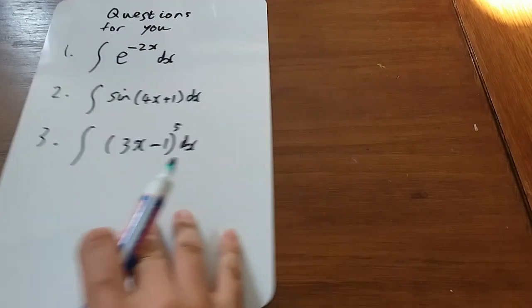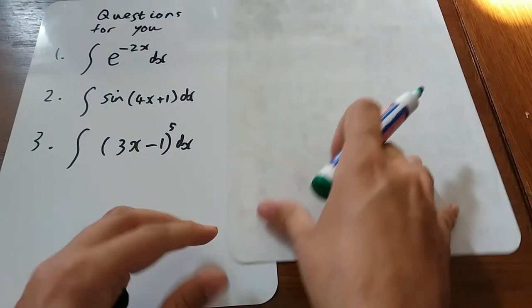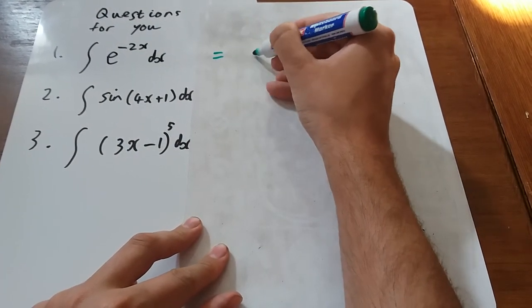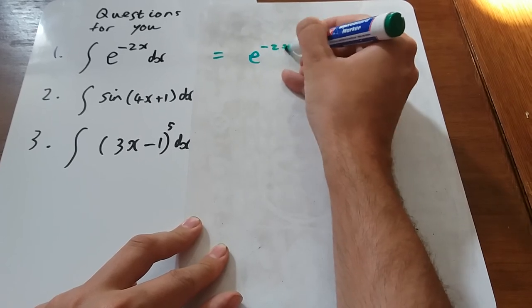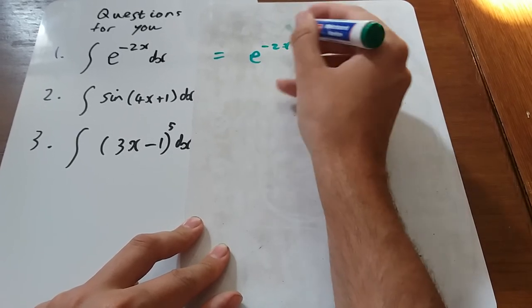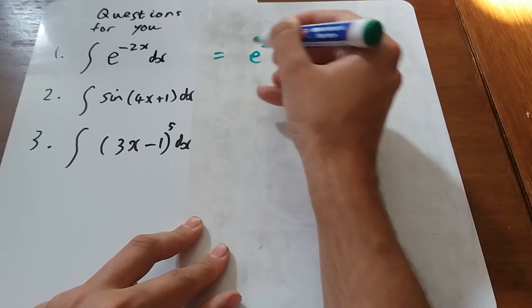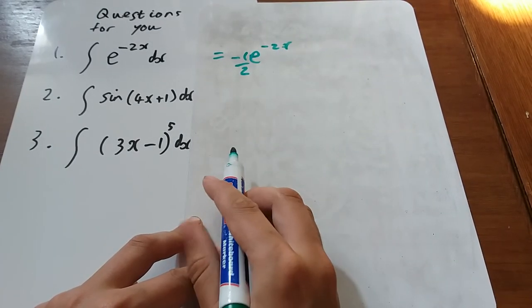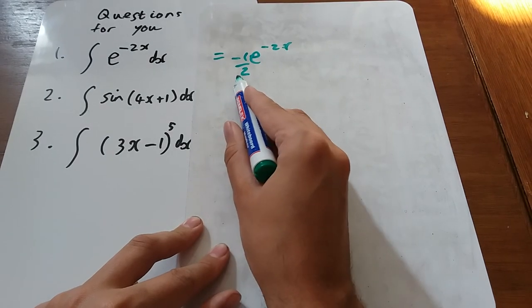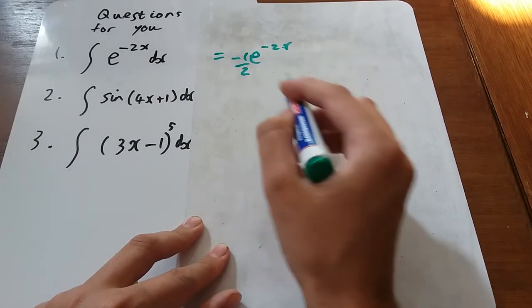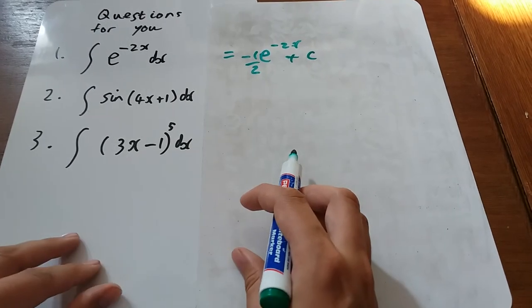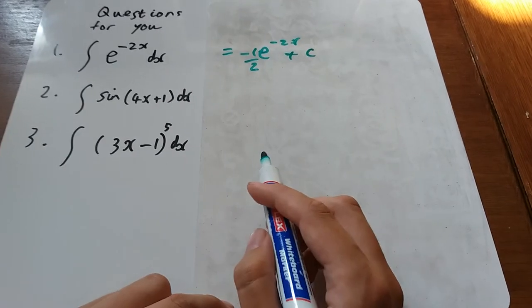Okay, let's do that first one. E to the minus 2x. Well, it's going to integrate to, we're still going to have e to the minus 2x. We're going to divide by whatever a was, which is minus 2. I'm going to write it like this, minus a half of it. If you had the minus on the bottom, that's fine too, but you could bring it up to the top, it's the same thing. And then plus c.